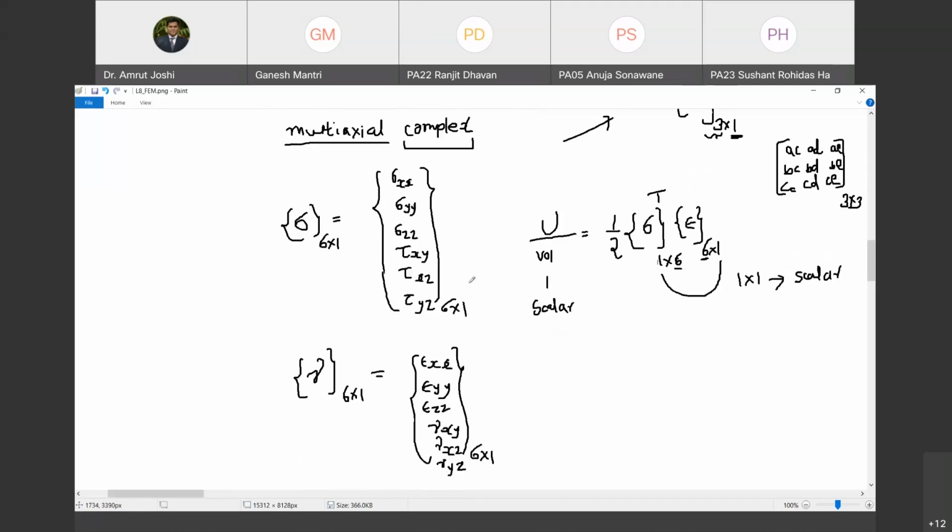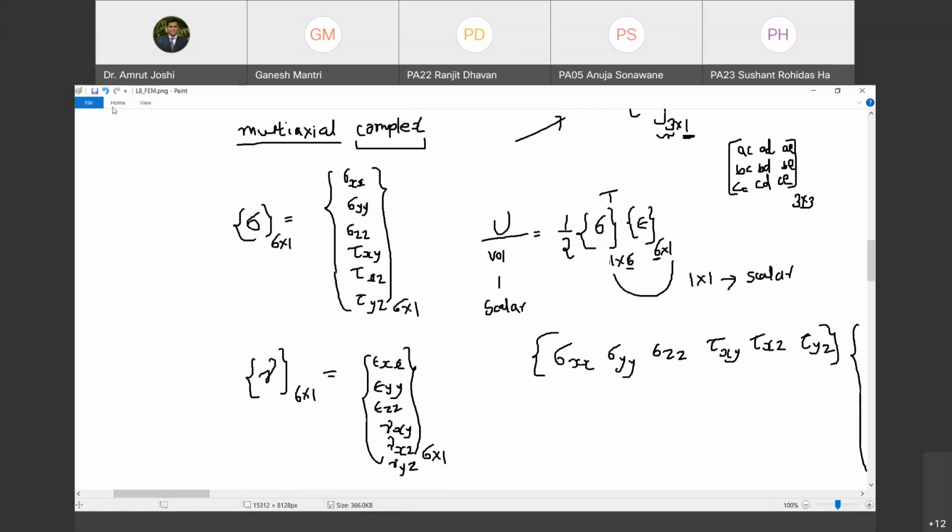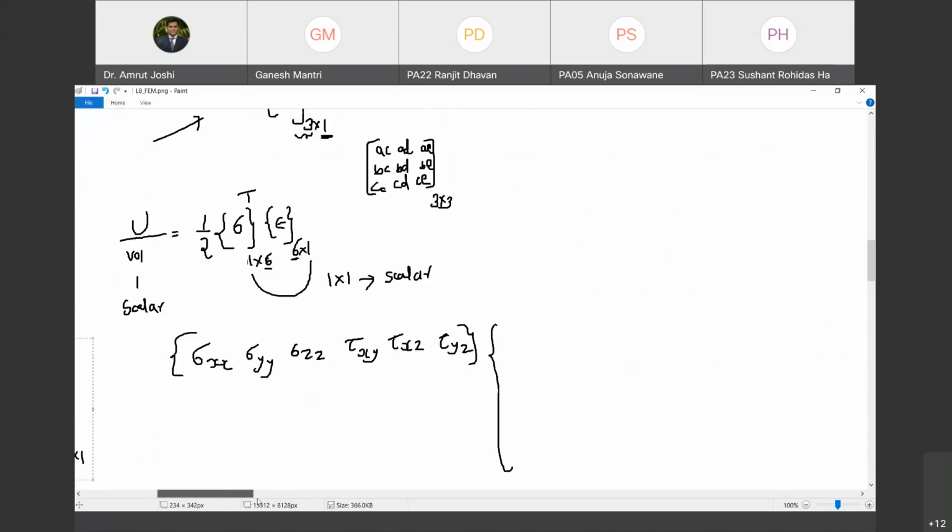For that, I will write down now the transpose of sigma matrix. So what will be the transpose of sigma matrix? Sigma xx, sigma yy, sigma zz, tau xy, tau xz, and tau yz. This is the transpose of stress tensor, multiplied by strain tensor. What is strain tensor? Let us borrow it from here. Strain tensor is this.